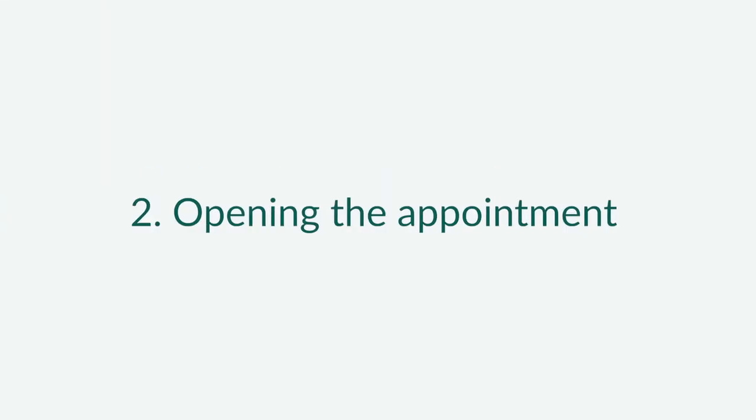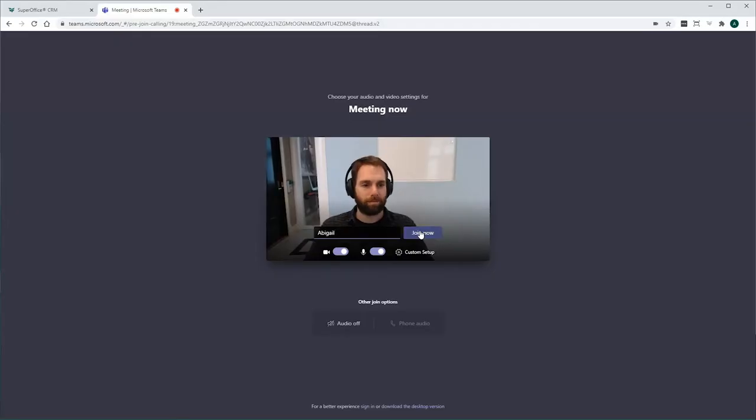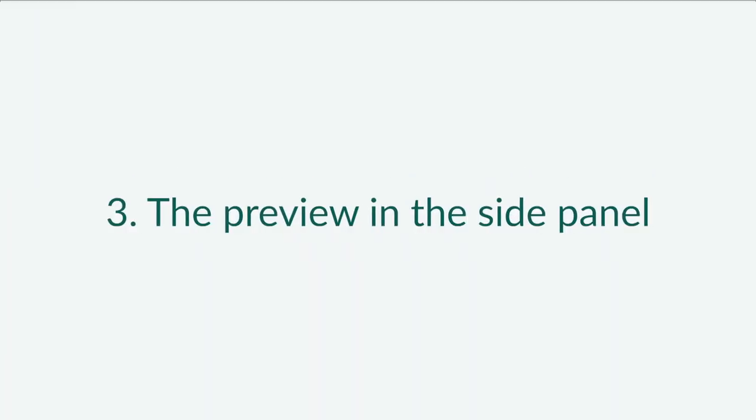You can also join a video meeting by opening the appointment in your diary and clicking the Join Meeting button at the bottom of the appointment. When you click the link, your video meeting will automatically start.